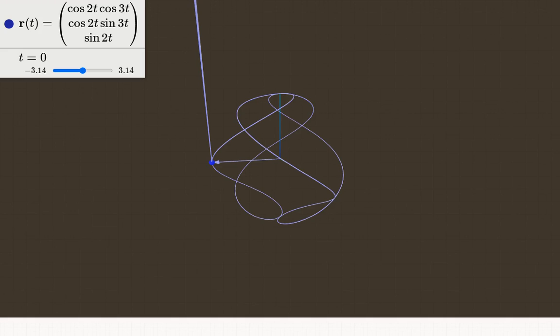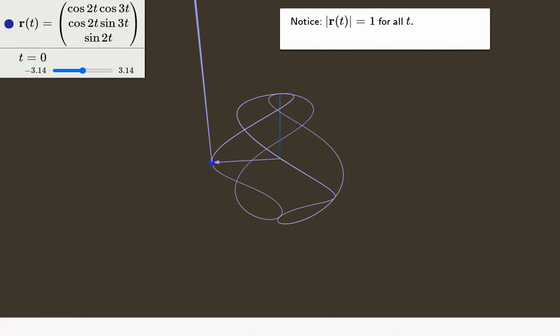So here I've plotted out a curve, cos 2t cos 3t, cos 2t sin 3t, and sin 2t. It's a pretty nifty looking curve. And I've drawn the tangent vectors as before, but I've also drawn the vector from the origin to the point on the curve. Now you can notice that this curve has constant length.